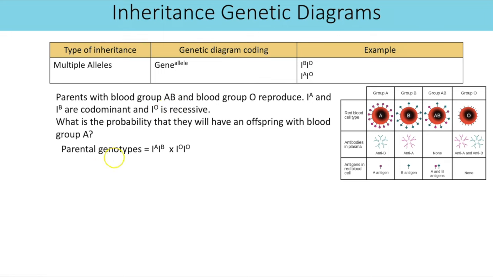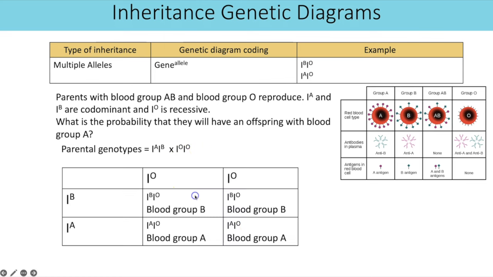So first of all, we need to work out the parents' genotypes. And if they're blood group AB, one parent must be IA-IB, and blood group O, one parent must be IO-IO. So then if we split it up to see the gametes that both parents would be able to produce, we can then do our Punnett square to see the 4 possible genotypes. And then in the box, I've also written the corresponding phenotype. And from that, we can see we've got 50% probability of blood group A.